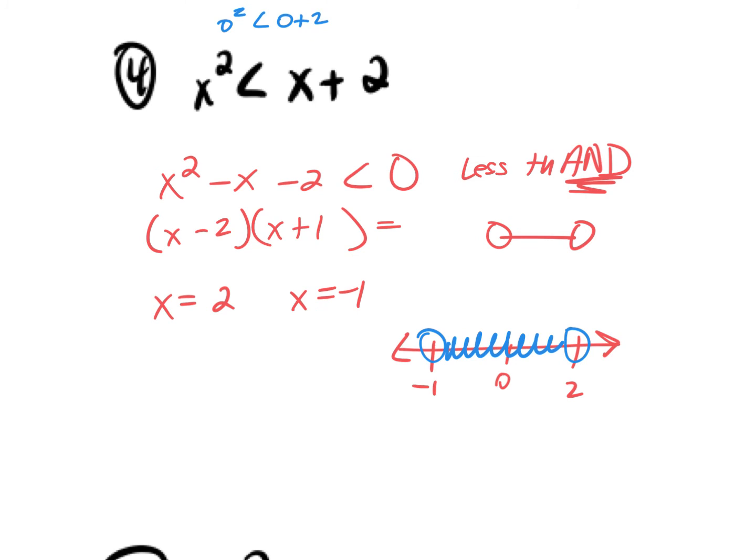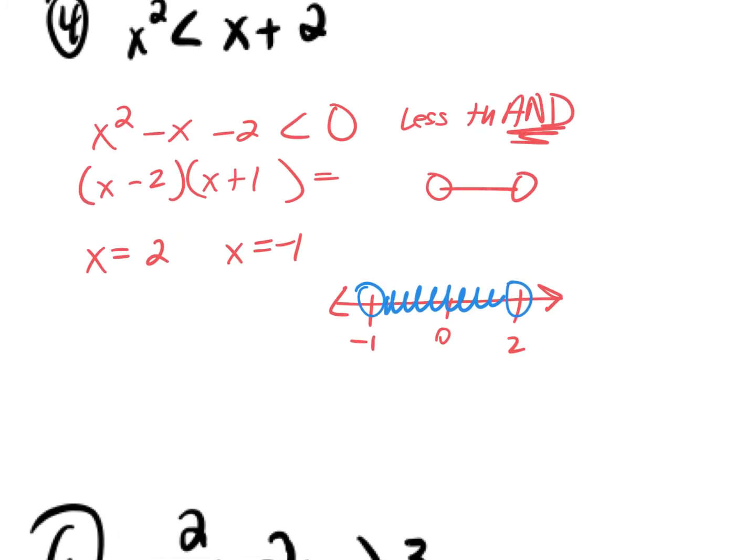You want to check something on the outside just to make sure? Go ahead. -2. -2 squared is 4, and then -2 plus 2 is 0. Is 4 less than 0? Nope. Okay, so try +3 on the right. 3 squared is 9, and 3 plus 2 is 5. So is 9 less than 5? No. So we're good with where we colored. What is our interval notation? -1, comma 2. What's on both sides? Parentheses. Good.